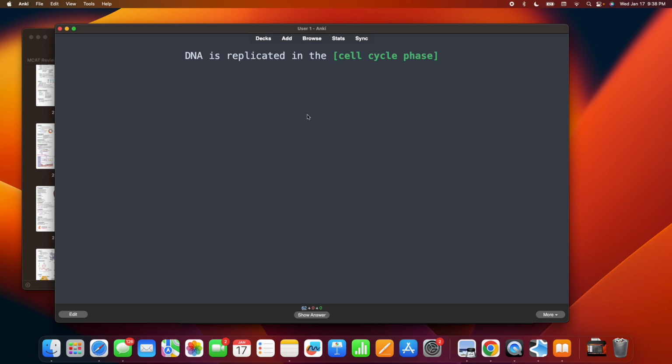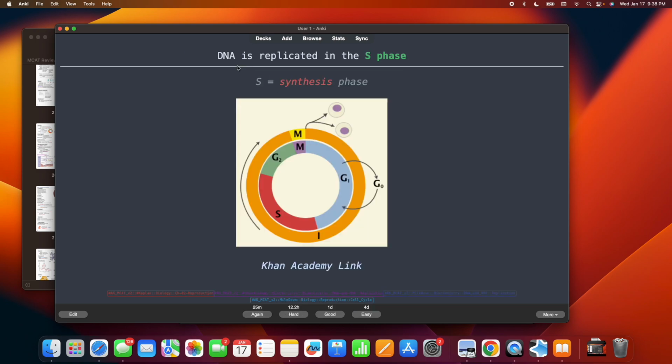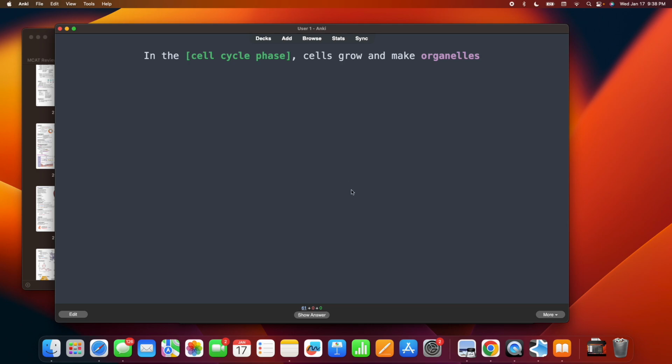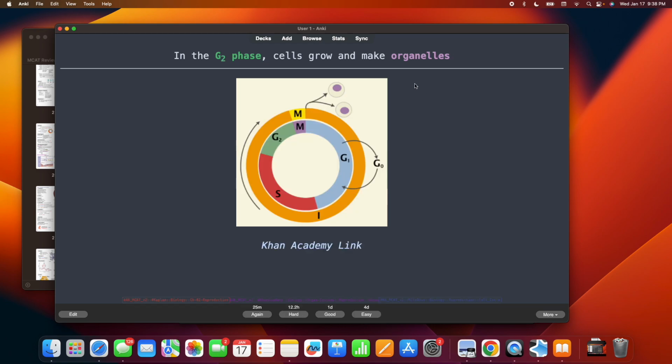DNA is replicated in what cell cycle phase? That's S phase. S, synthesis. In what cell cycle phase do cells grow and make organelles? We have the G2 phase. Organelles, G2.